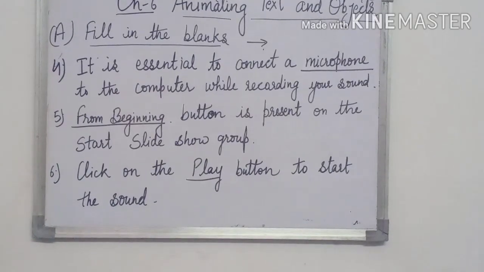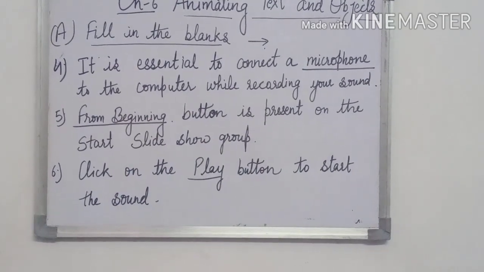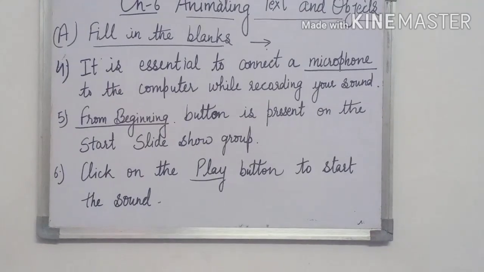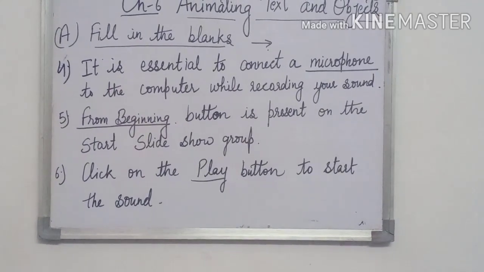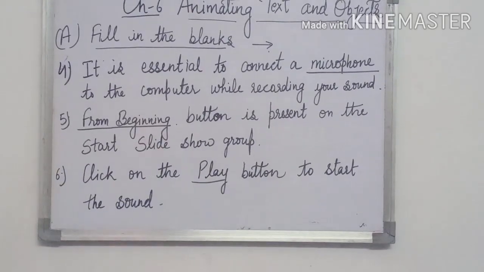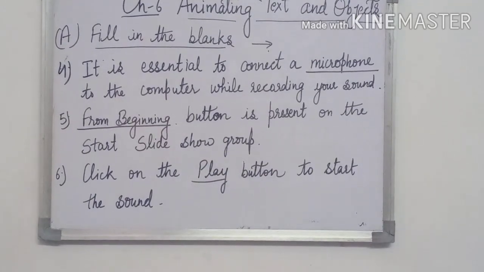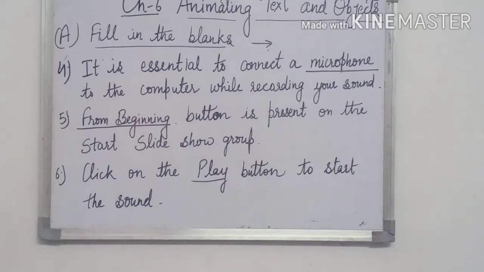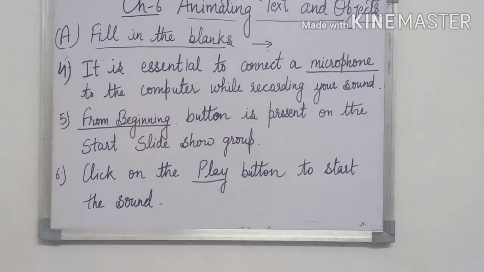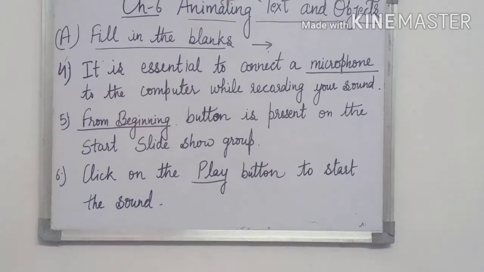Now the fourth filling the blanks is, it is essential to connect the dash to the computer while recording your sound. When you want to insert your sound, then you have to apply a button to record a sound. And what you have to use to speak or to record your sound, that is the microphone. The main thing that is essential when you are recording your sound is a microphone. You have a microphone, then you can record your sound.